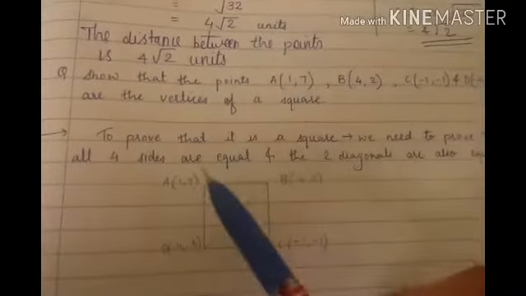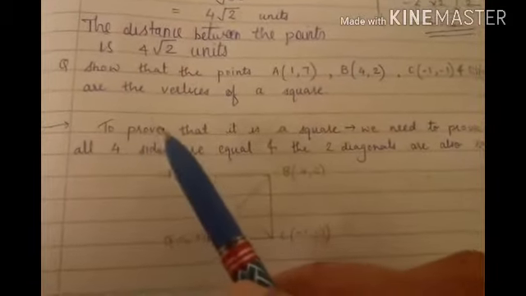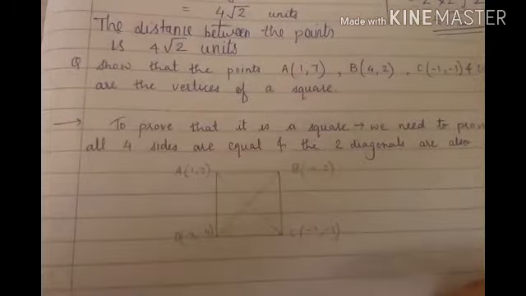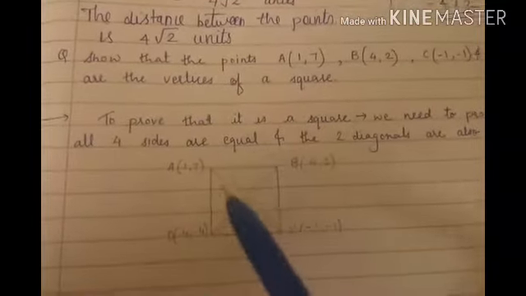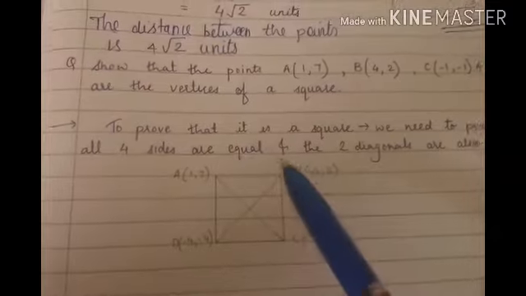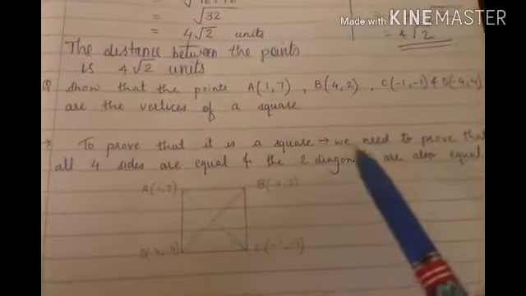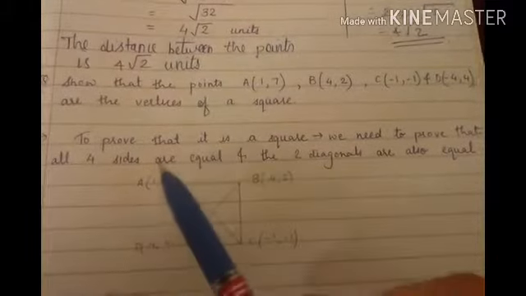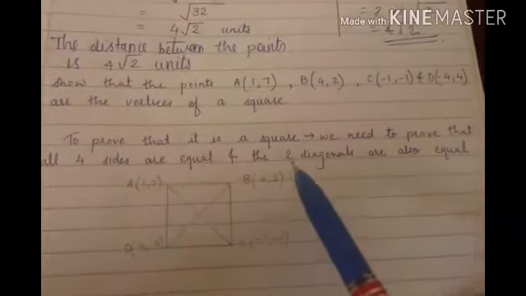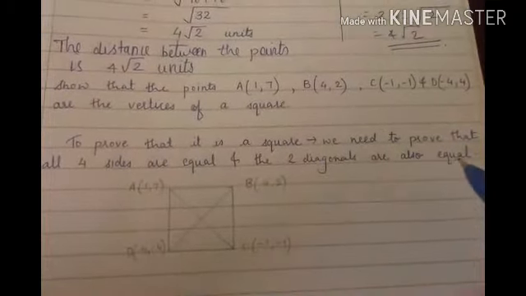Now, very important. So this statement is very important. The rest is all using the distance formula 6 times. So this is the most important statement. To prove that it is a square, we need to prove that all four sides are equal and the two diagonals are also equal.